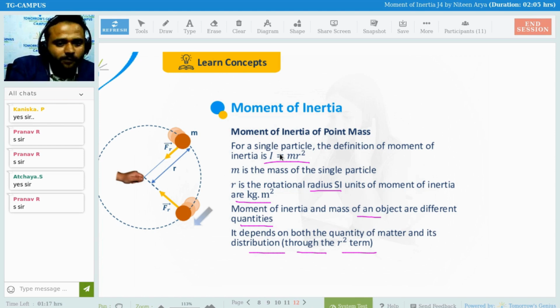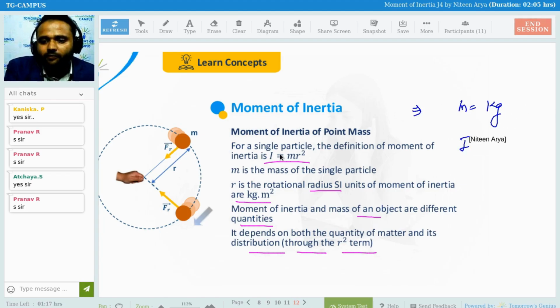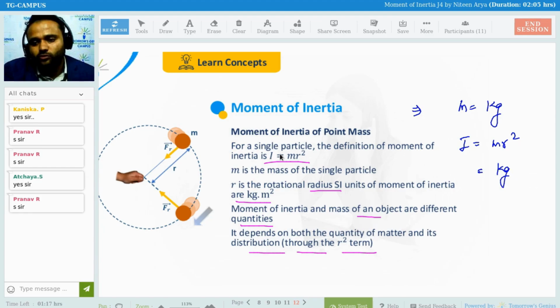And from the manner of SI units, mass has the SI unit kilogram only, and we have I, which is m r square. So the SI unit is going to be kilogram meter square. So in that sense, it is also different.